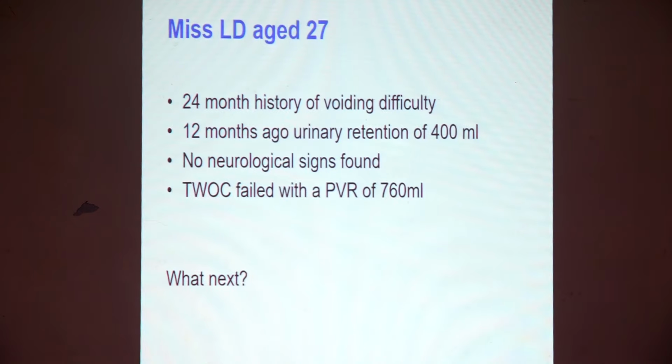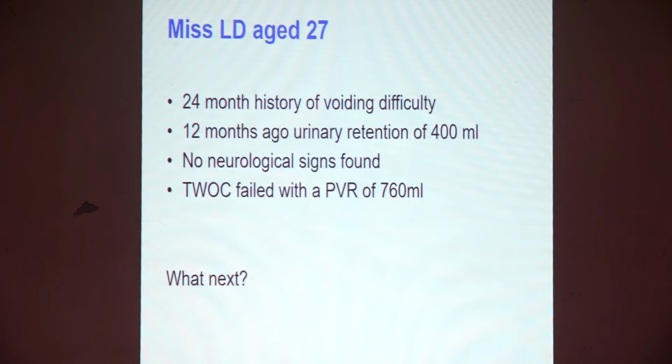So a couple of cases of important but relatively small groups of women. This woman is quite young, 27, and she gave a 2-year history of difficulty voiding. And a year previously, she'd gone into urinary retention and had a residual urine of 400. She had no neurological signs. They took her catheter out, and she failed with a post-void residual of 760.